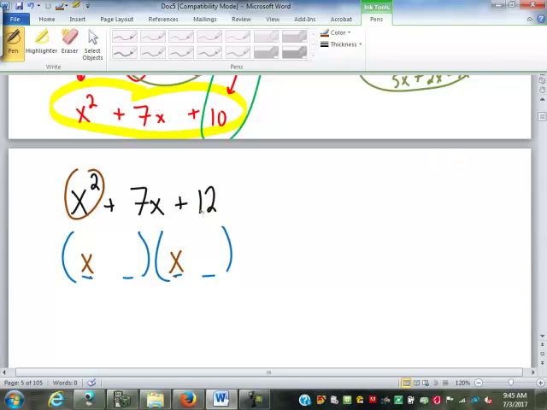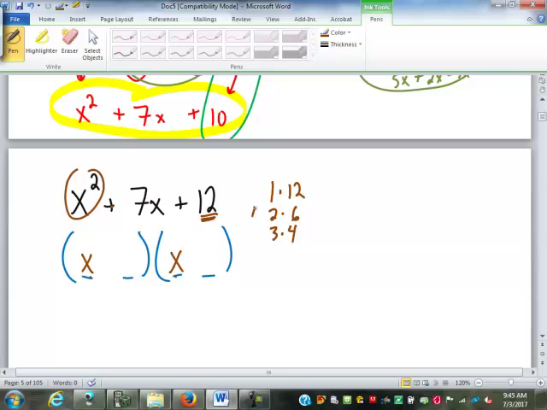The last digits have to multiply to make 12. That gives us 1 times 12, 2 times 6, or 3 times 4, or negative 1 times negative 12, and negative 2 times negative 6. I'm going to tell you right now, we can rule out the negative times negative really quickly because this right here is a positive 7. I can't add 2 negatives and get a positive. So I have to use one of those. And the only way I really know for sure which one works is to pick one and test it.